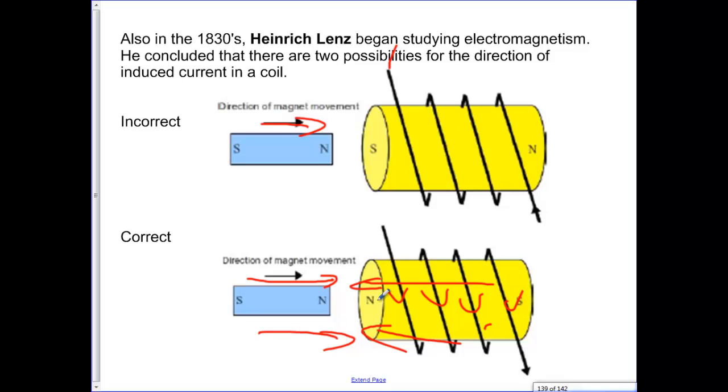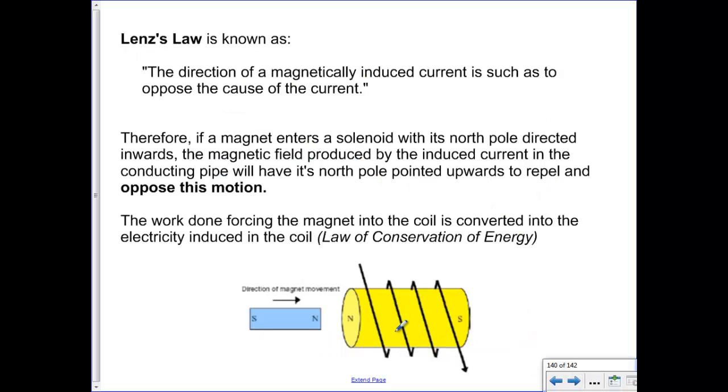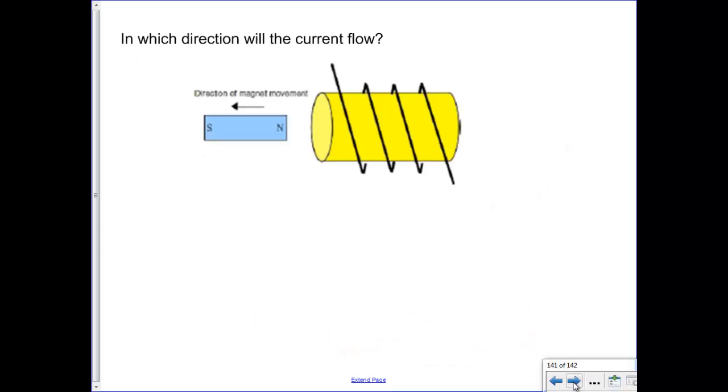So what happens instead is the electrons move. And so the electrons are going to move as though the north pole is on this side right here. Let me try another example. Where is that example? Here it is.